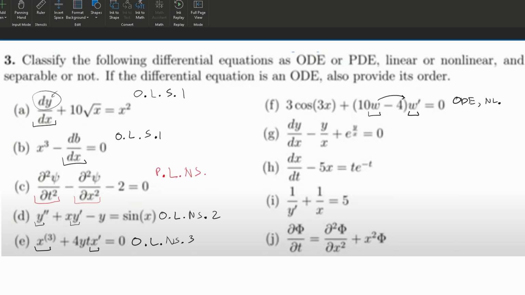Is it separable or not separable? Well, we can take the 3 cosine 3x, move it to the other side, multiply both sides by dx, and we'll find that it is separable. And the order is just going to be 1.